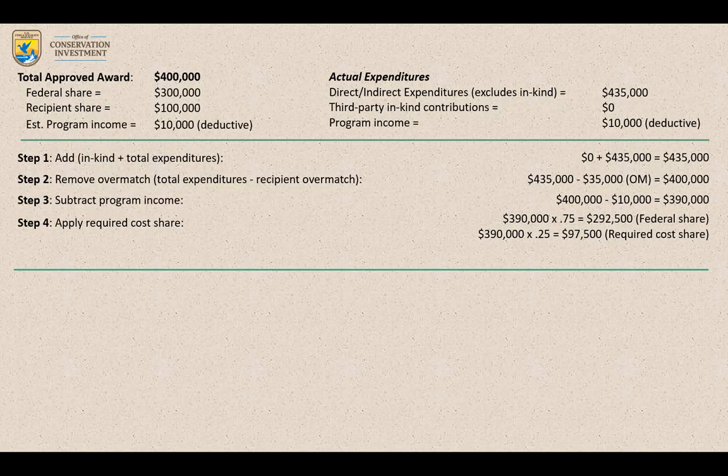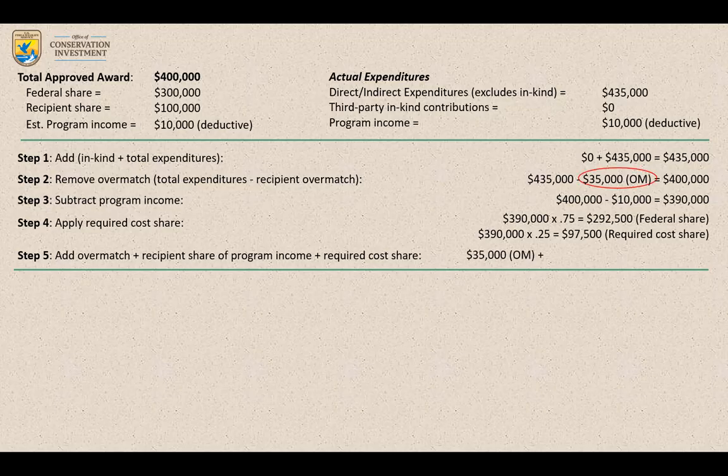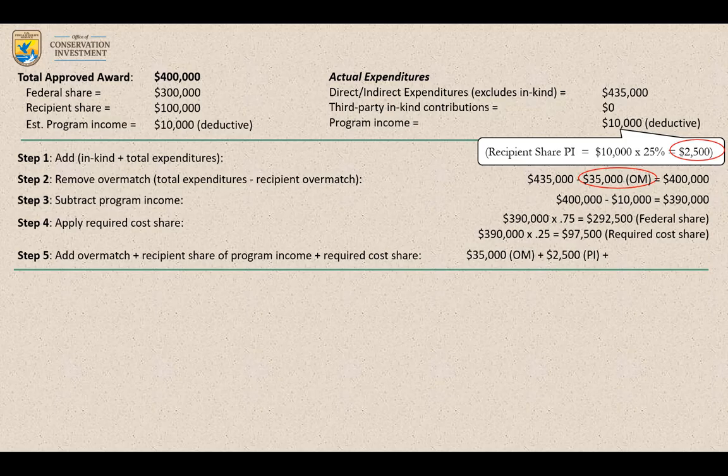The required cost share is determined by multiplying the same adjusted outlays from Step 3 by 0.25 to get $97,500. Finally, in Step 5, the recipient calculates their share of expenditures by adding the $35,000 overmatch amount from Step 2 plus the $2,500 recipient share of program income to the $97,500 required cost share amount determined from Step 4. This results in a total recipient share of $135,000.